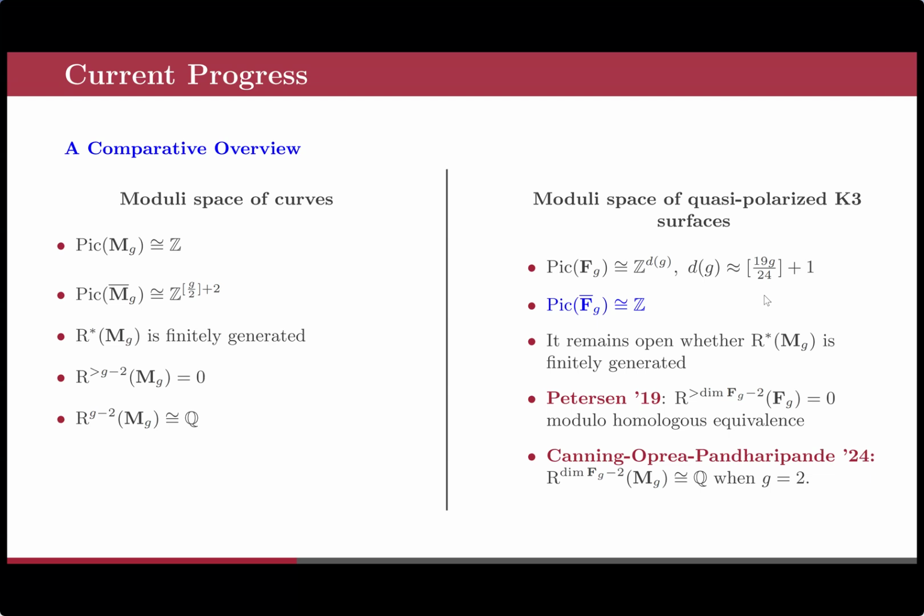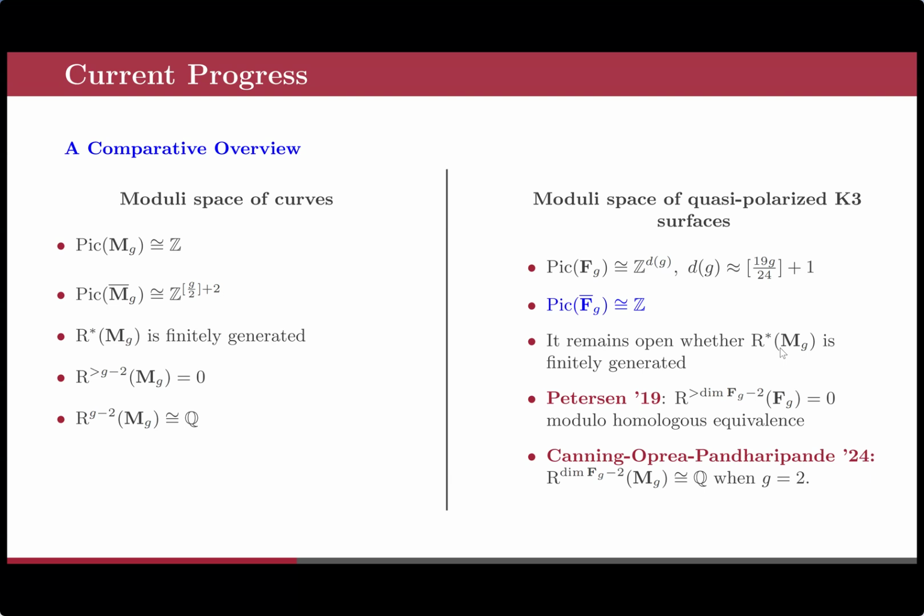I'm sorry, here is a typo. It is open whether the tautological ring of FG is finitely generated. For the vanishing and one-dimensionality properties, we have some evidence. For example, Petersen has shown that when the degree, or codimension, is larger than the dimension minus 2, this is 0 modulo homological equivalence. So this is 0 in the cohomology group, but it's still open whether it's 0 in the Chow group.